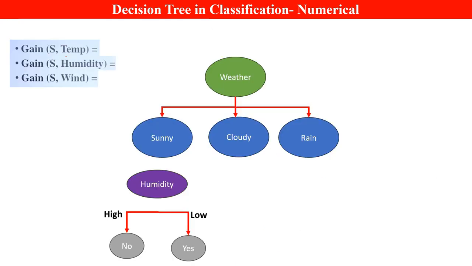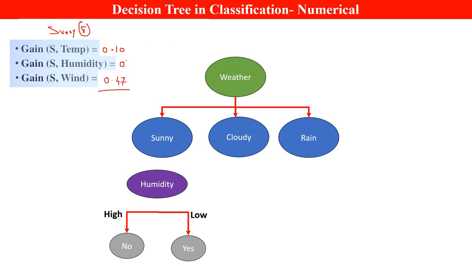So now, when we consider sunny, that means 5 observations, we have to select the decision node out of temperature, humidity and wind. We have GI equal to 0.10 for temperature, 0 for humidity and 0.47 for wind.